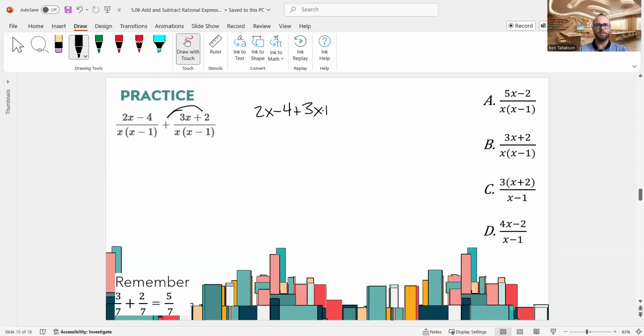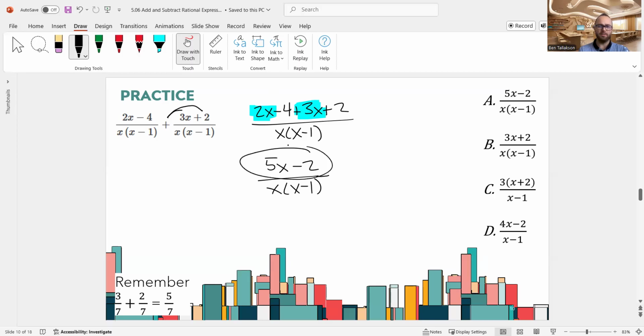So we're going to put everything together. We have some like terms here: 2x plus 3x. And then we just have negative 4 plus 2 left. And is there anything left to do? Could I factor out a GCF of these? Could I cancel out then anything? Actually, no. Okay, so the answer is going to be A.